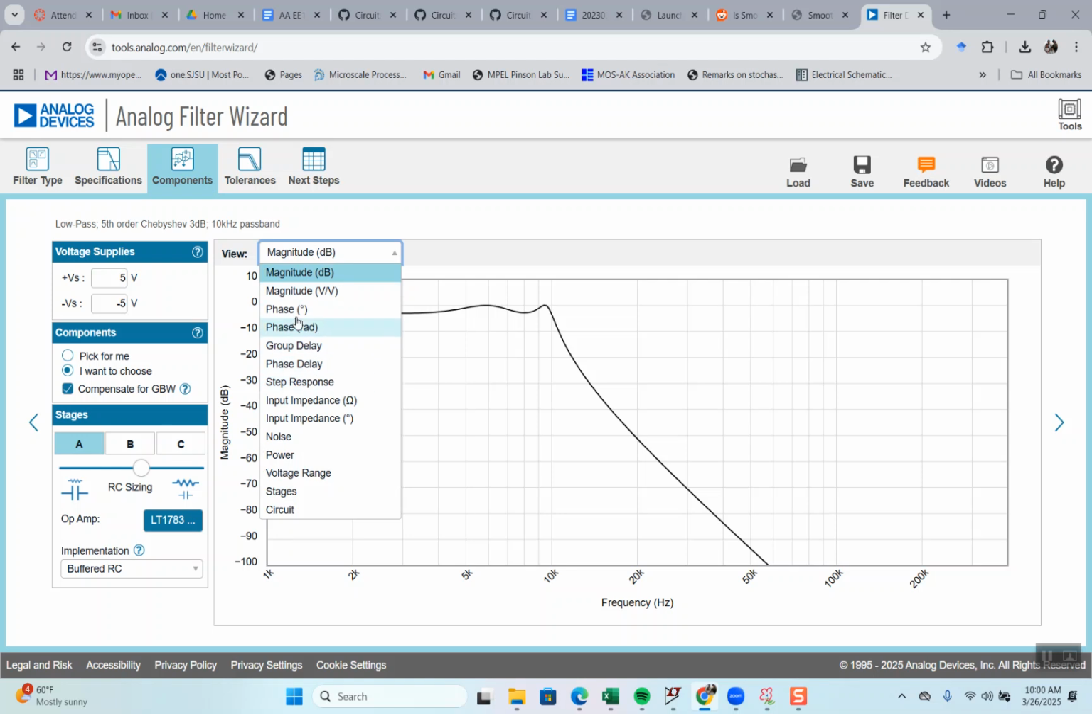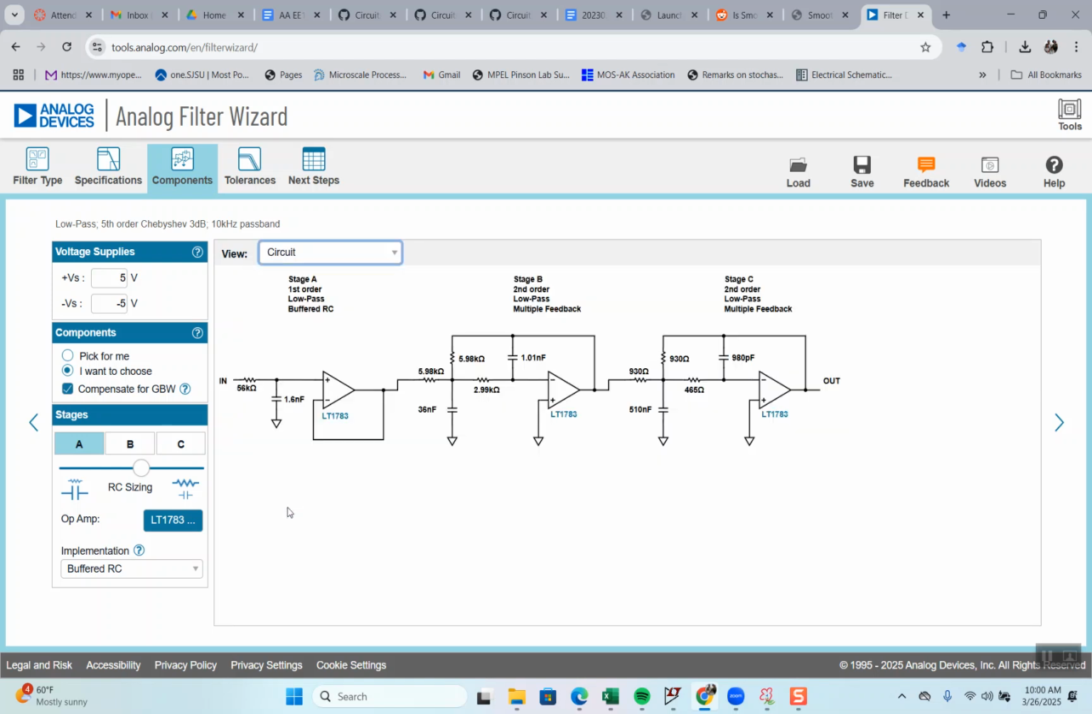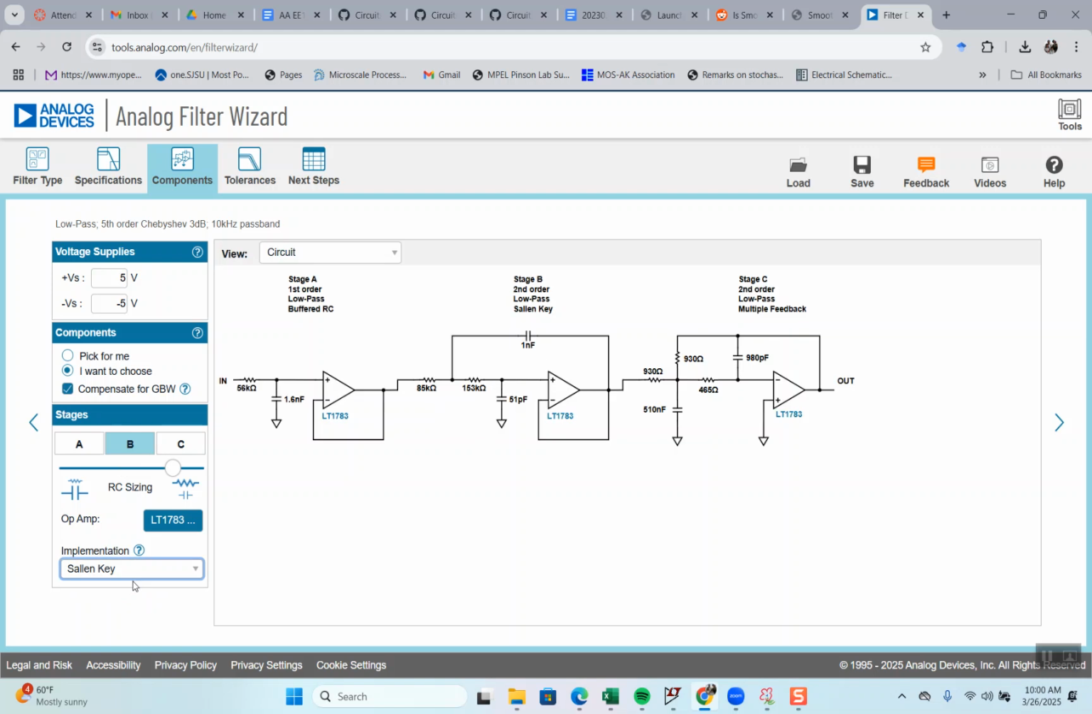Where's the circuit? Oh, only 3. Right. Still. And it's what? See, this capacitor is in the feedback loop. That's the multiple feedback. All right, I can go back to stage B. All right. And then 2, RC sizing.